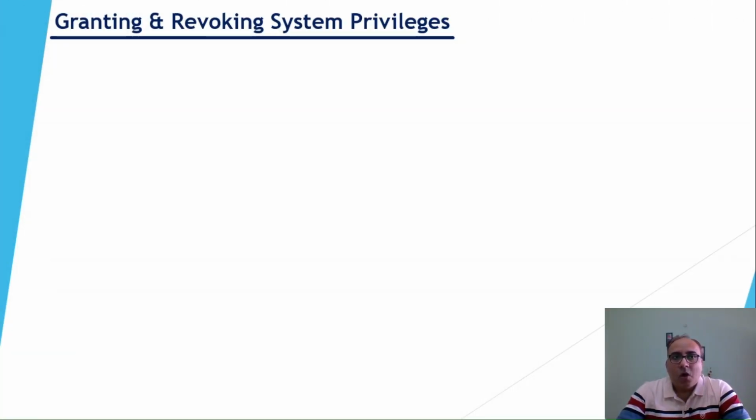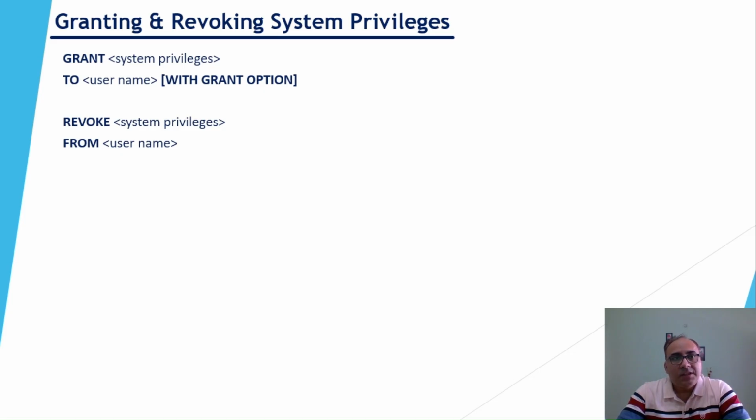Now let's talk about how we can grant and revoke system privileges. The syntax is: grant system privileges to username with grant option. Here we are talking about system privileges, not object privileges, so the on keyword will not be there. It's a straightforward syntax: only grant, then system privileges, and then username.